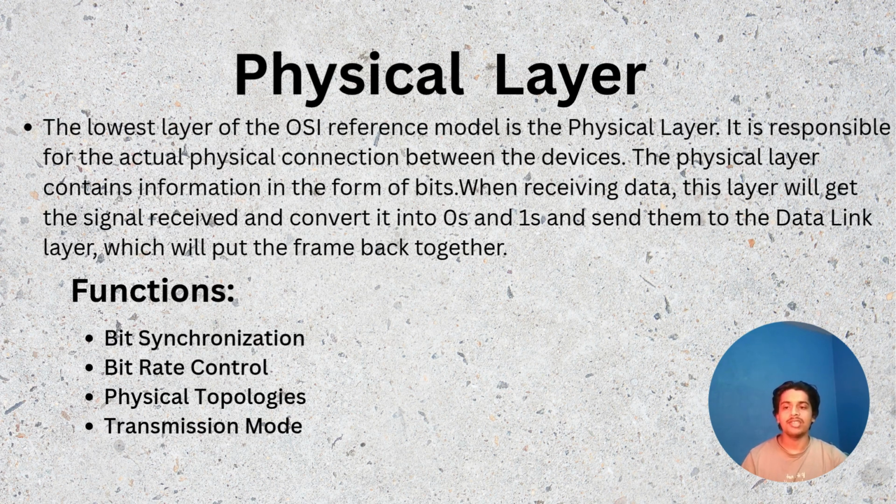This layer defines the physical characteristics of the network, including cables, connectors, voltage levels, and transmission modes. Its main functions include bit synchronization, bit rate control, defining physical topologies, and specifying transmission modes. This layer forms the foundation of the entire communication process.